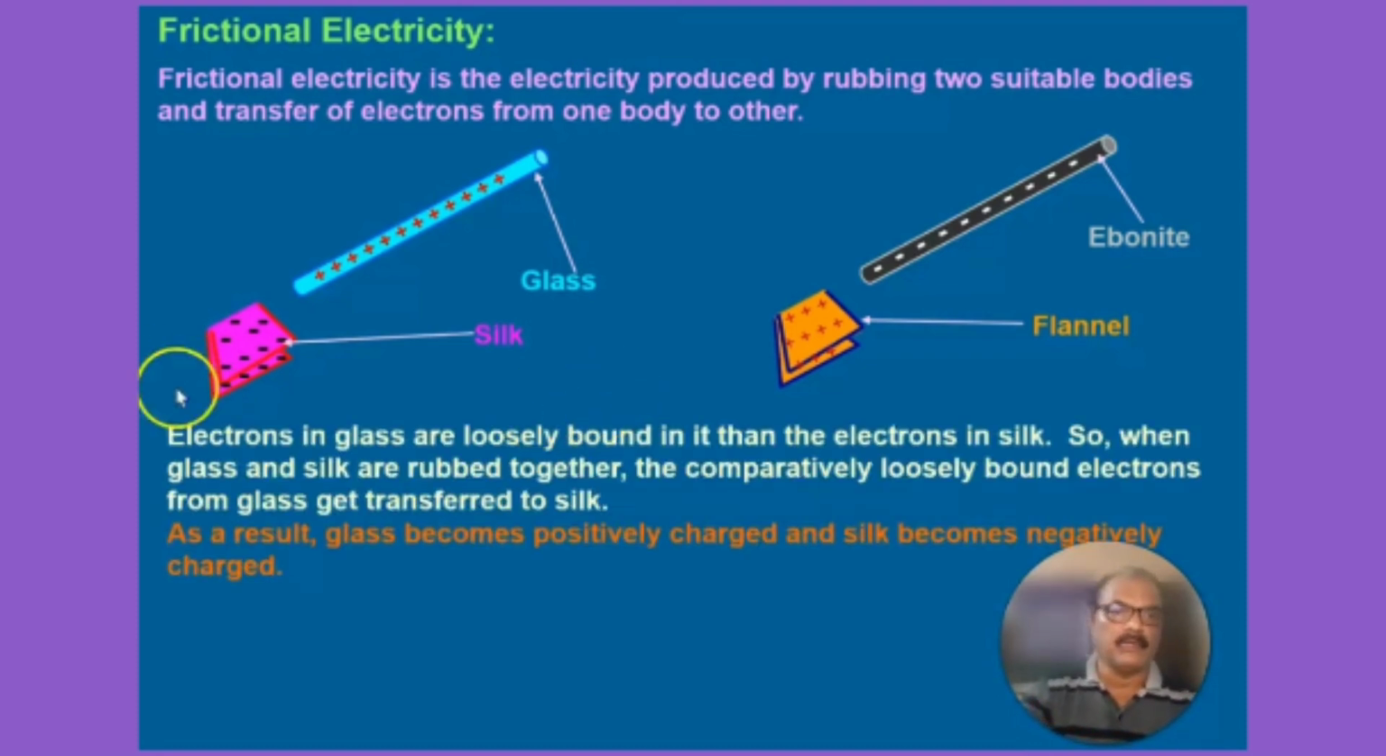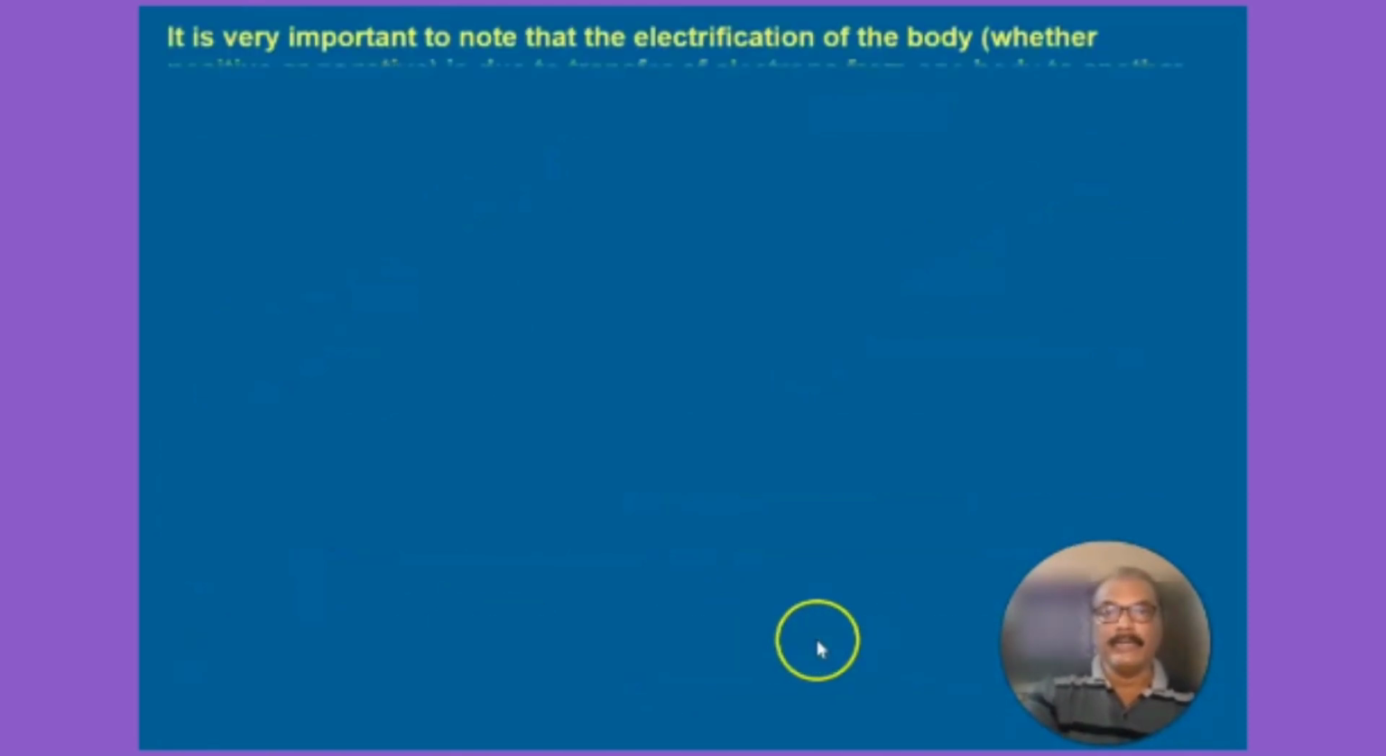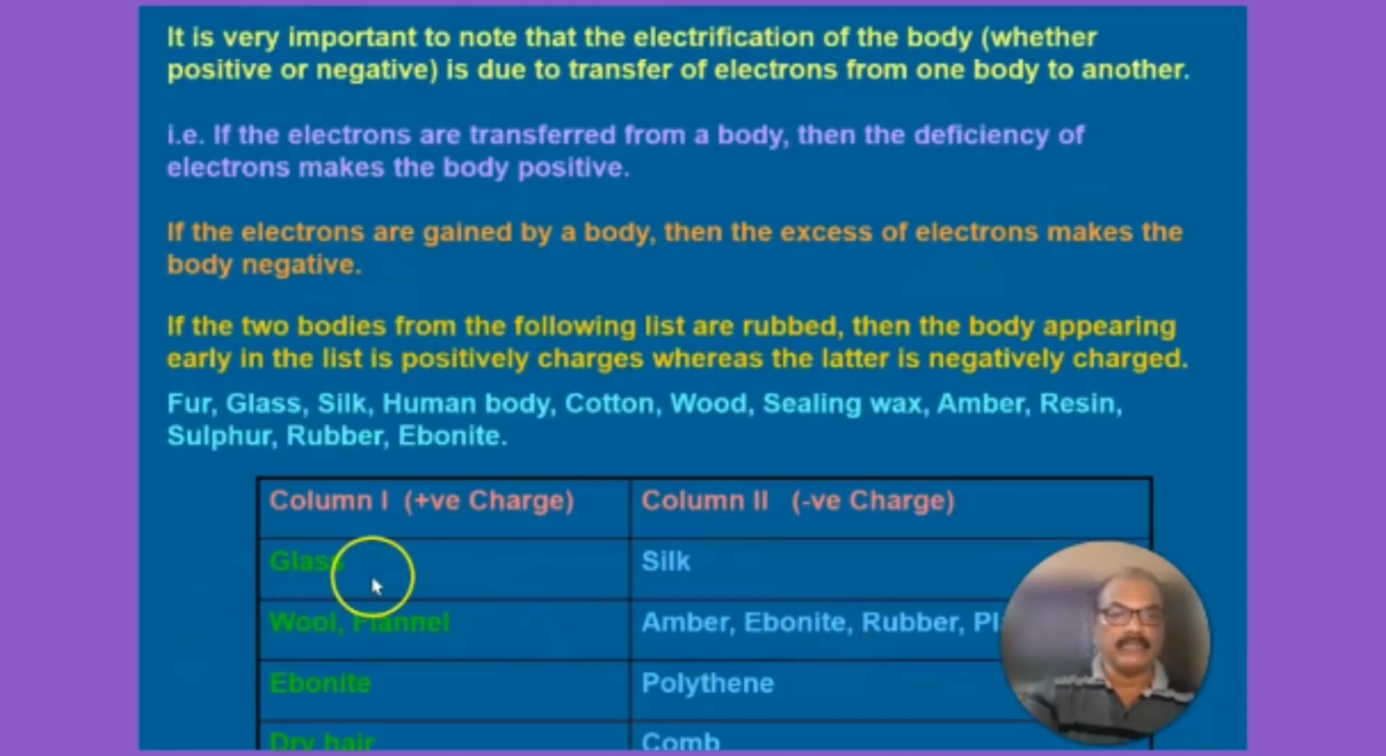So these are the electrons. It is explained over here, and you can go through them. Electrons are loosely bound in fur or wool, and they get transferred. And you can see here glass: when it is rubbed with silk, glass will get positive charge, silk will get negative charge. Wool, plastic, ebonite, polythene, dry air, comb. This you have generally seen already.